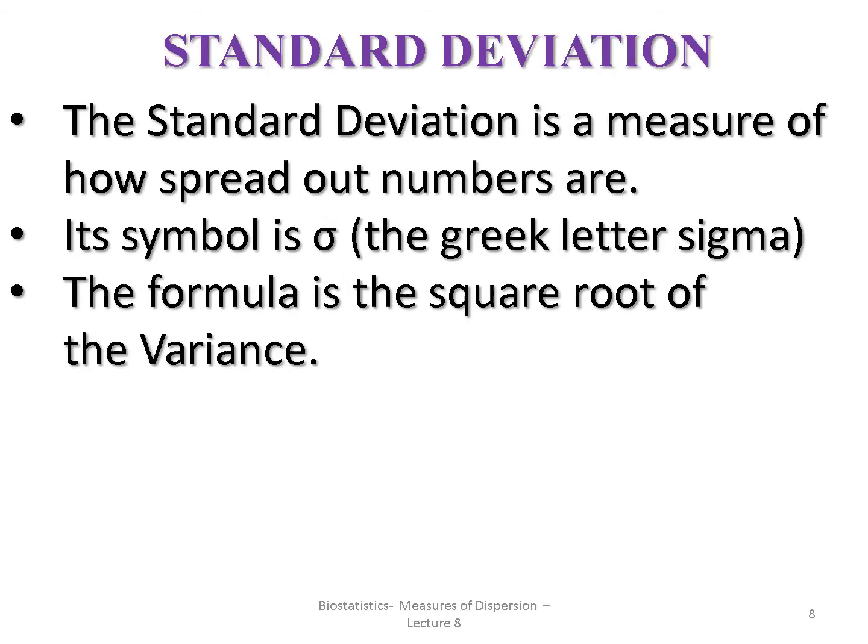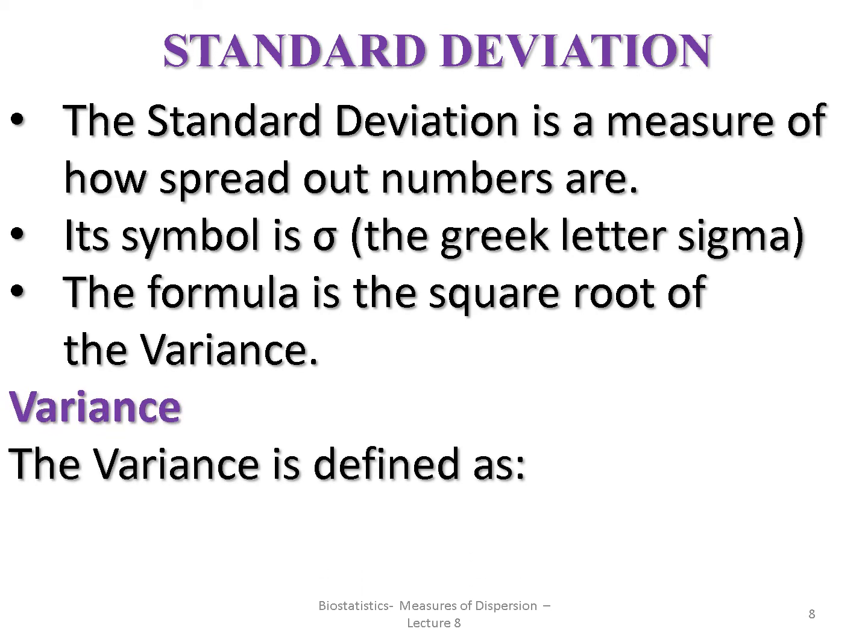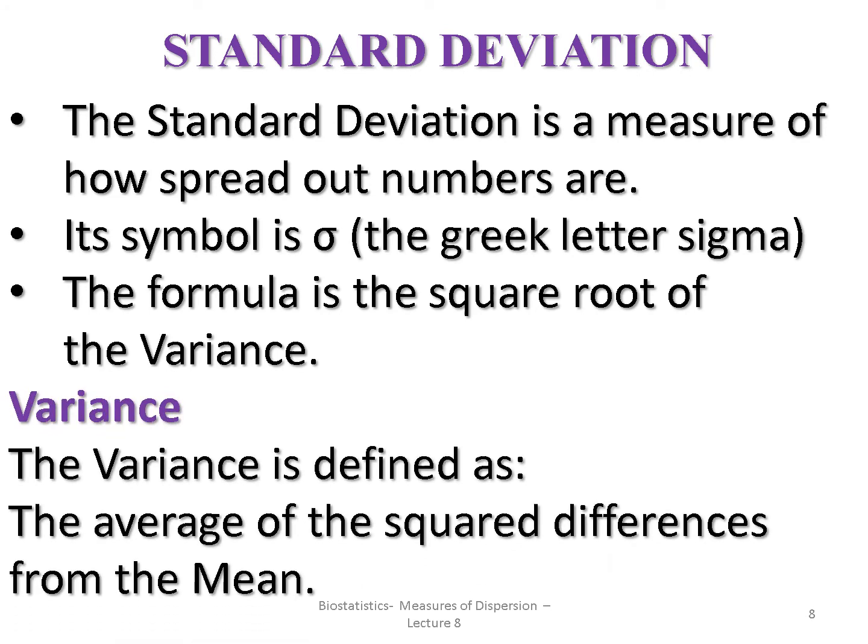Then you should know what is standard deviation. Deviation means spread out numbers. It is a measure of how spread out numbers are, how much every data deviates. Its symbol is the Greek letter sigma. Standard deviation is represented by the Greek letter sigma. Then the formula is the square root of the variance. Here you should know what is variance, the average of the squared differences from the mean.